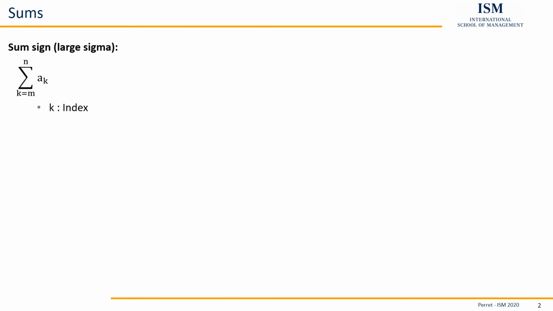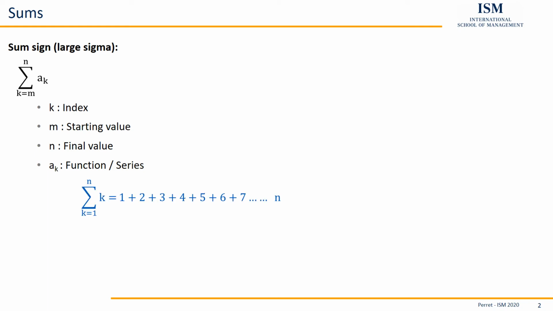First, how to call the different parts? Well, k, so what we use here as a variable, is also called the index. m, that's our starting value. n is our final value. And a_k, that's the function or series we're going to use here, where we insert all the different numbers.